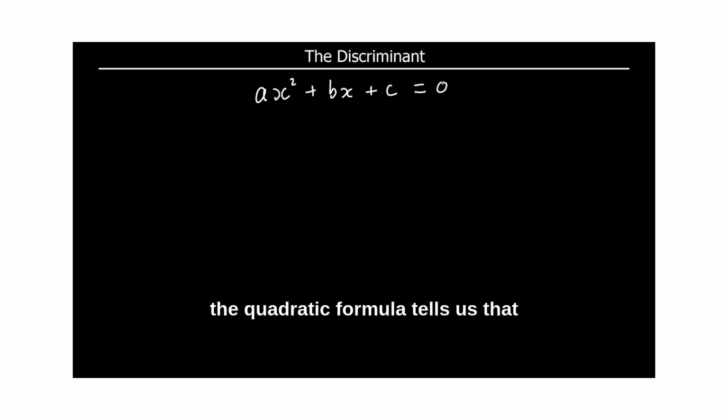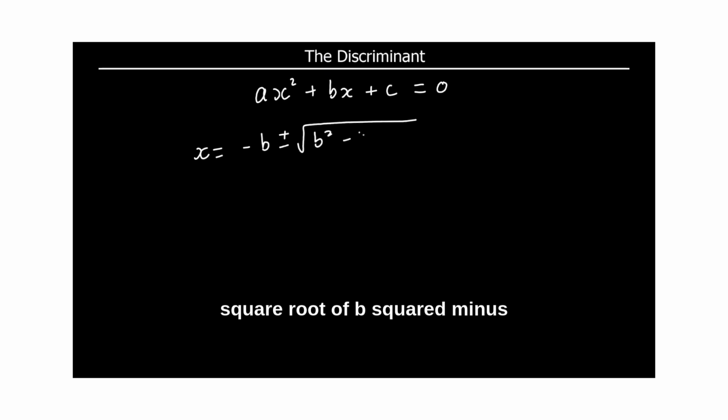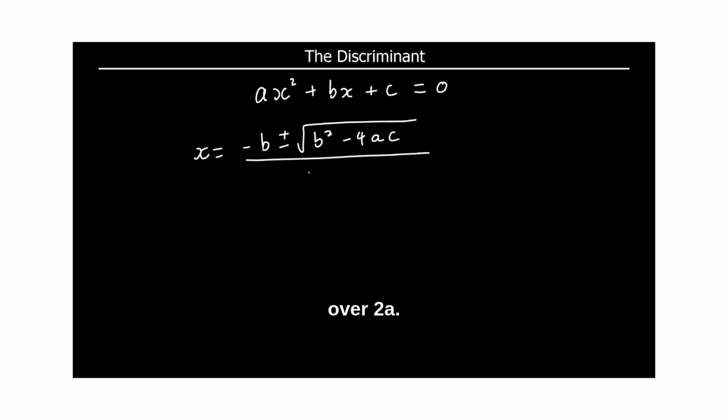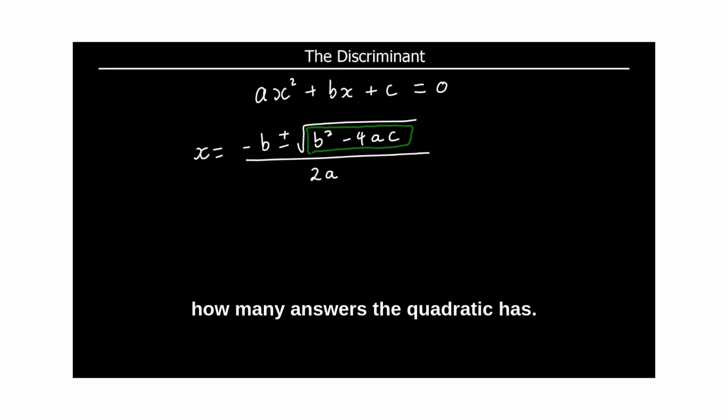For a quadratic in the form ax squared plus bx plus c equals 0, the quadratic formula tells us that x is equal to minus b plus or minus the square root of b squared minus 4ac all over 2a. Now this part, the b squared minus 4ac of the quadratic formula, is called the discriminant. It tells us how many real solutions the quadratic has.